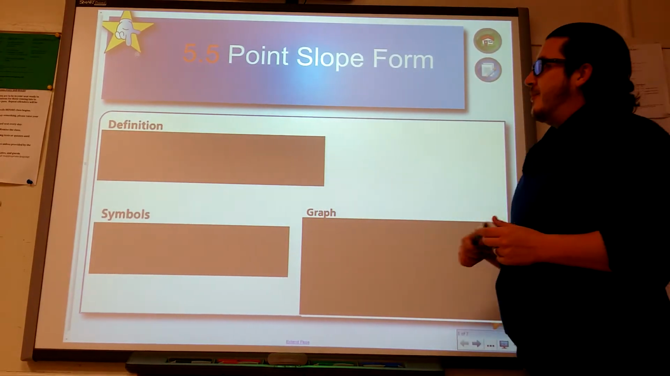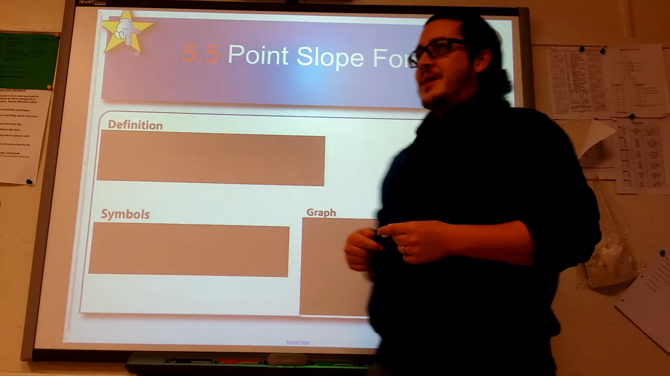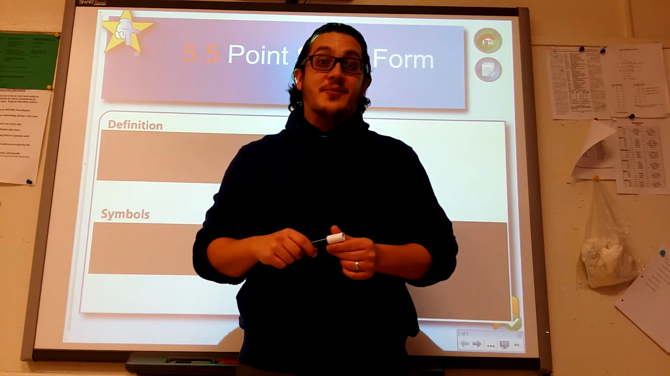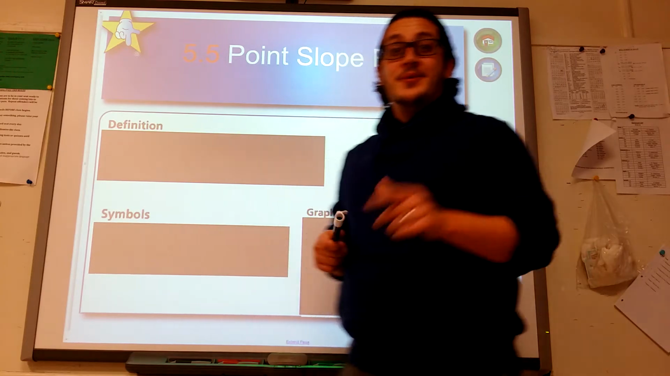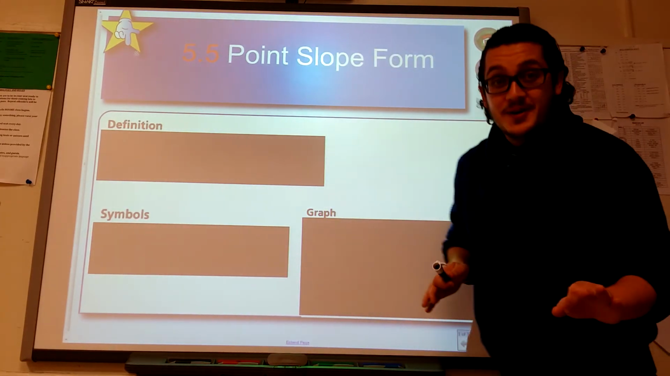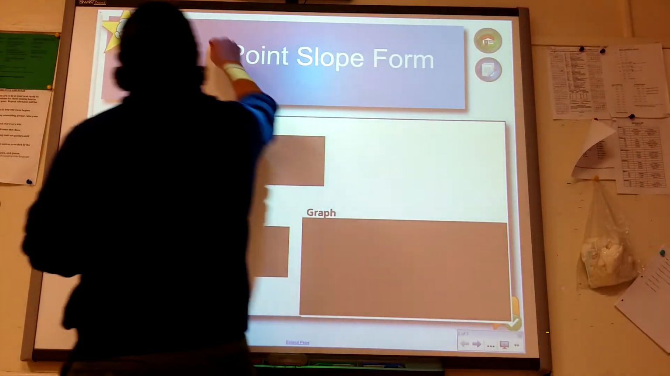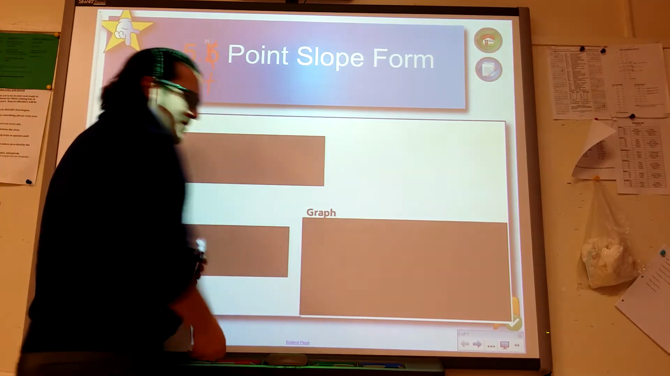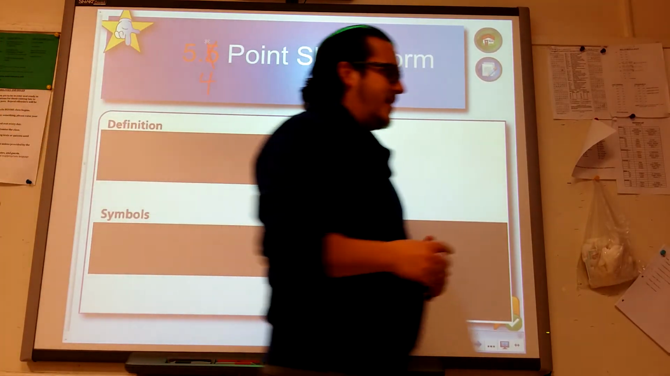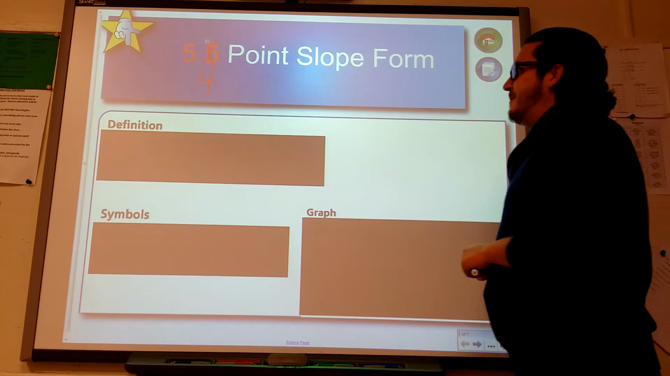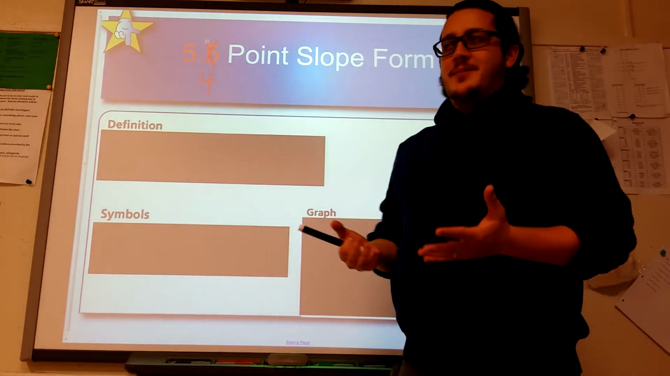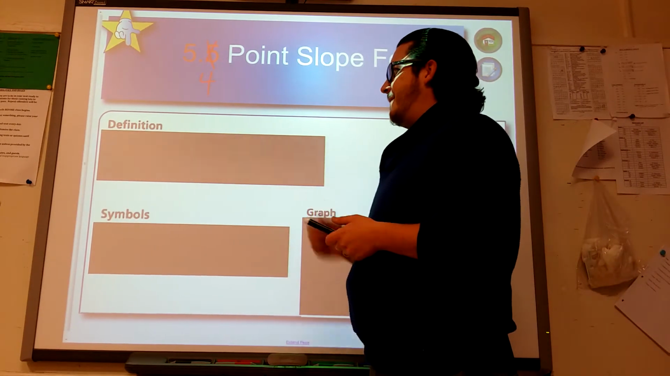Alright, 5.5, slope-intercept form. Already making one mistake. That's actually 5.4, slope-intercept form, or point-slope form. So, 5.4, first mistake, first day. You know, what are you going to do? Alright, 5.4, point-slope form. What is point-slope form? You've got to be wondering, what is that? What are you talking about?